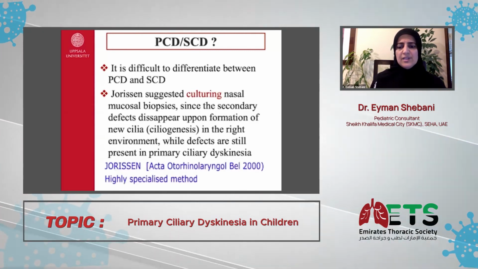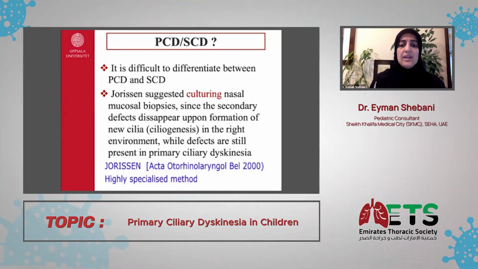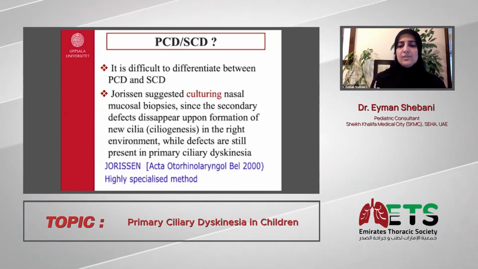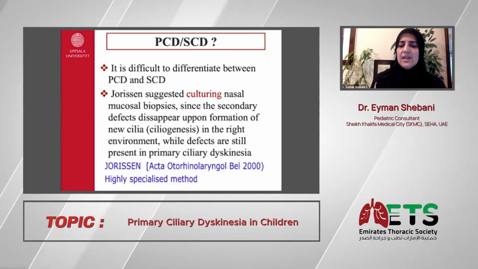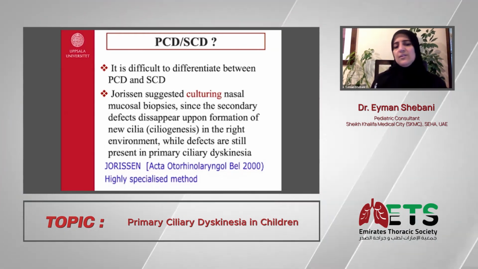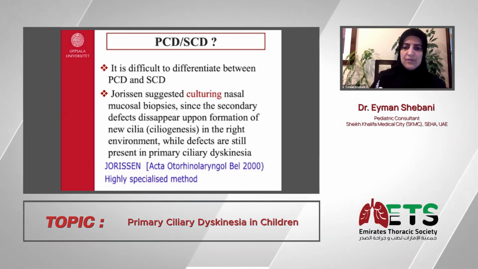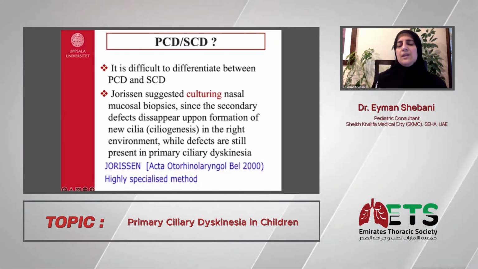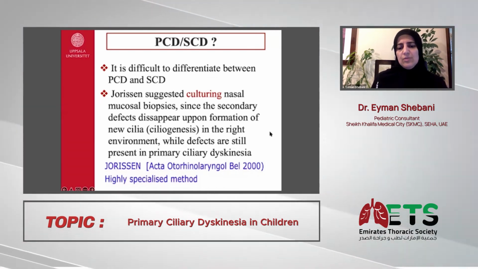This is a study by Jorissen in 2000, when they wanted to differentiate between PCD and secondary. They took brush biopsies and cultured them to see what grows. If the new ciliogenesis, the new cilia in the right environment, had normal cilia, then it's secondary, because you put it in the right environment and you didn't have the causes for the secondary. But if the ciliogenesis led to abnormal cilia, then this is definitely inborn and primary. This was very difficult to do in any center. There were only a few centers that could do this method.